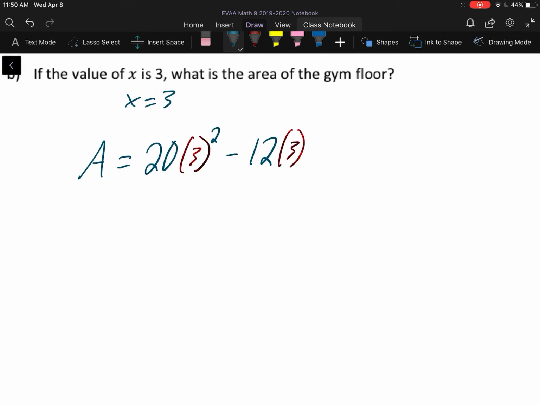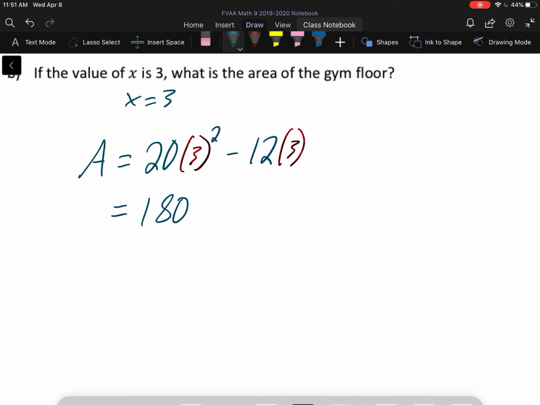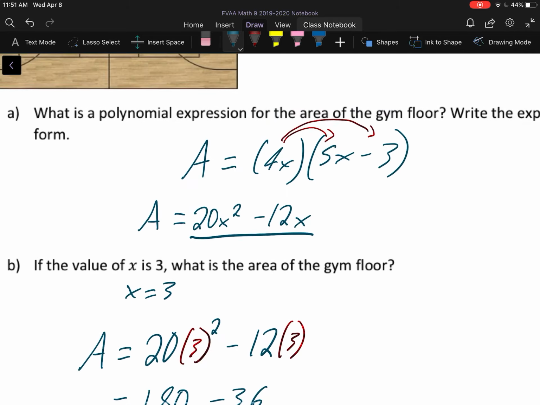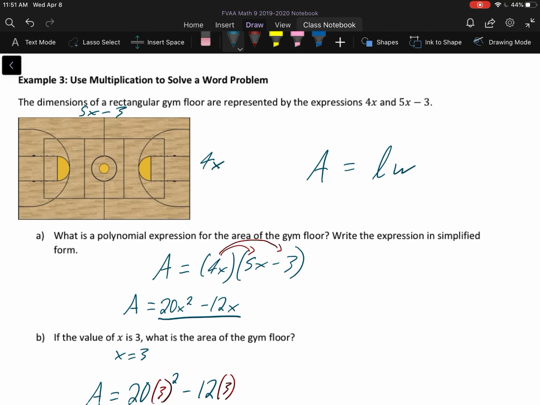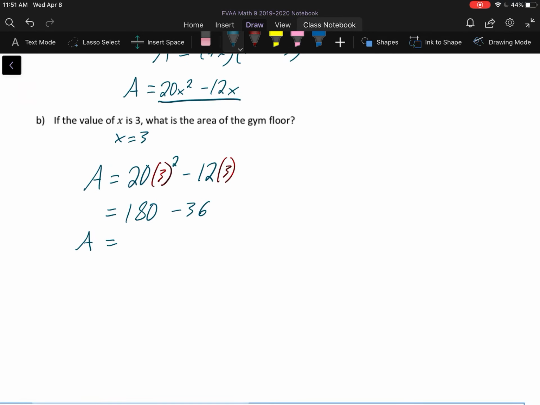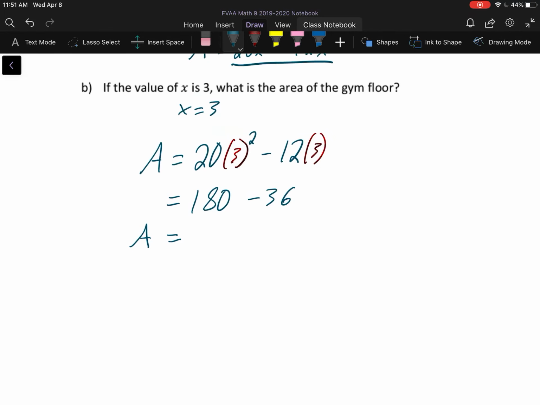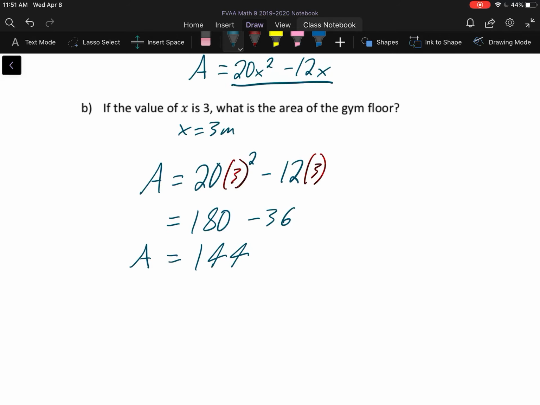Then I can plug this into my calculator to get an answer. 3 squared is 9. 9 times 20 is 180. And then minus 3 times 12, minus 36. I don't know what units they are giving here. They don't tell me the units, so we'll just leave the units blank. So the area of the gym floor is 144, probably meters, so this would be 144 meters squared.